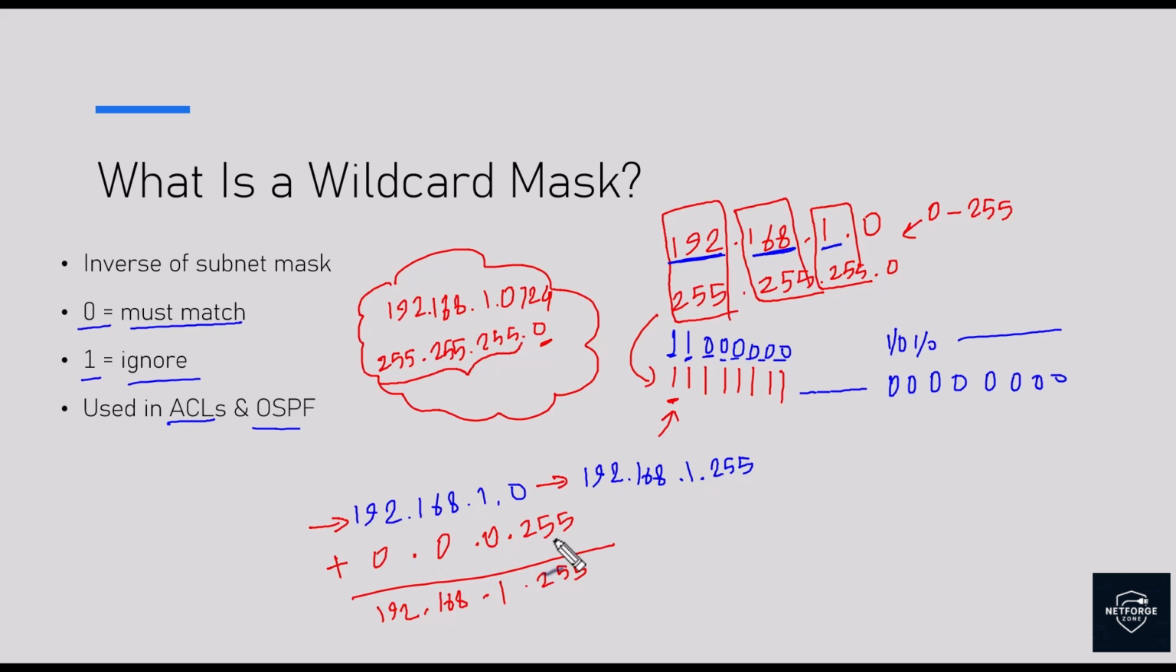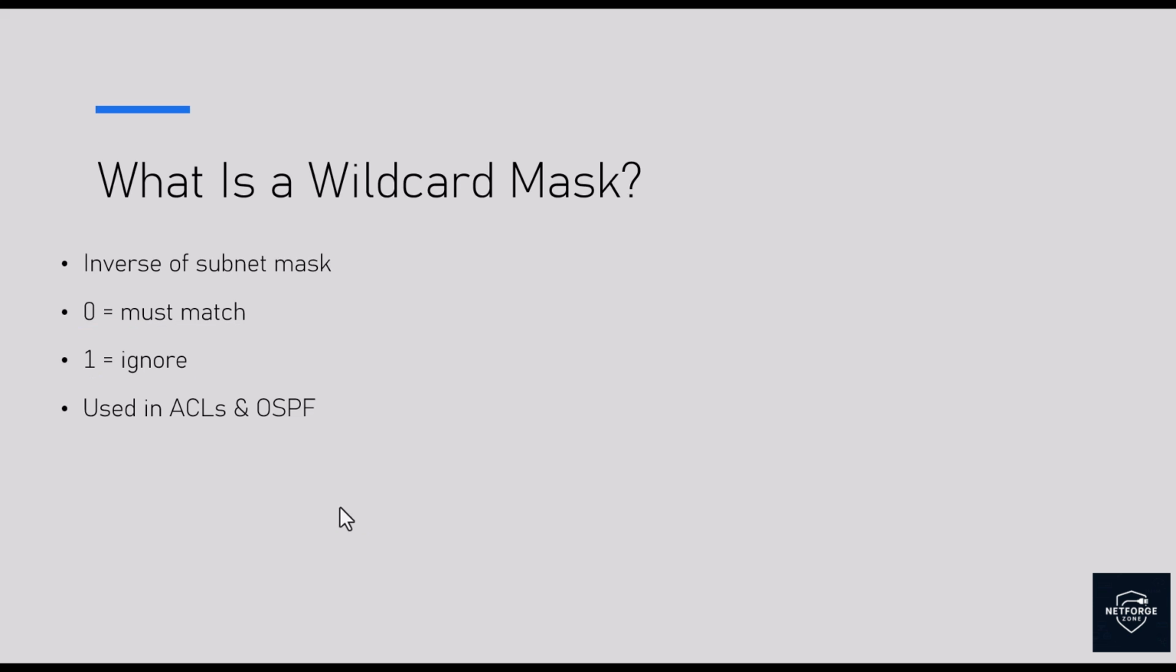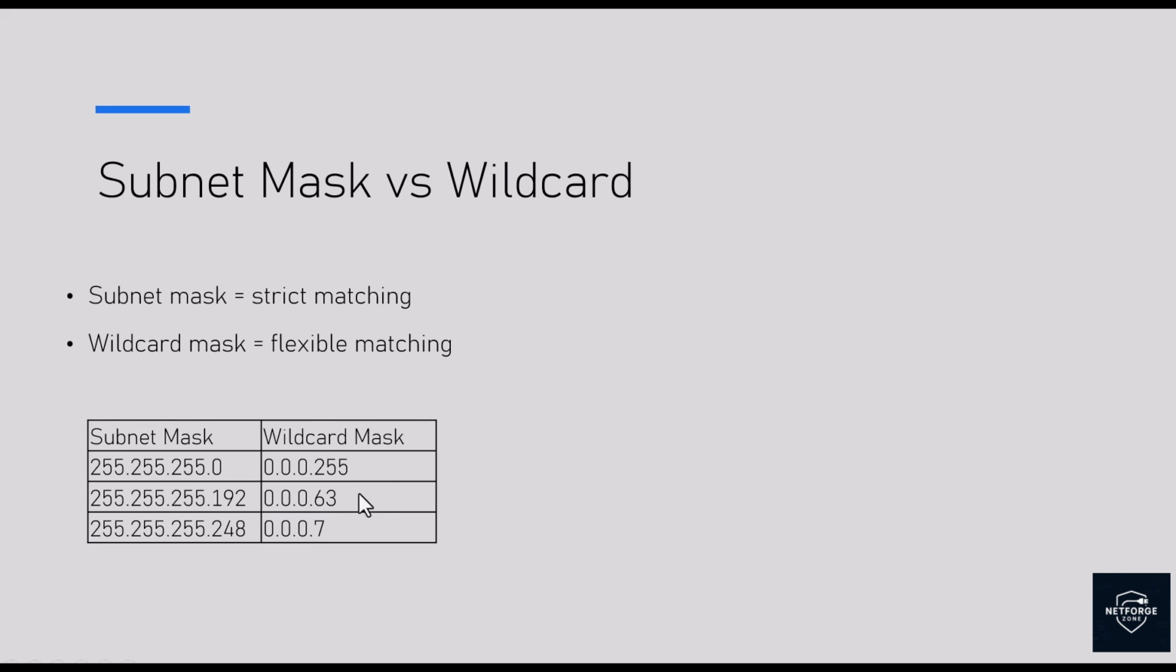And how did I tell that? Just added this wildcard mask to the IP address that is the beginning of the range. So that is an interesting calculation. Very easy to understand and very easy to follow. So let's go for the next slide.